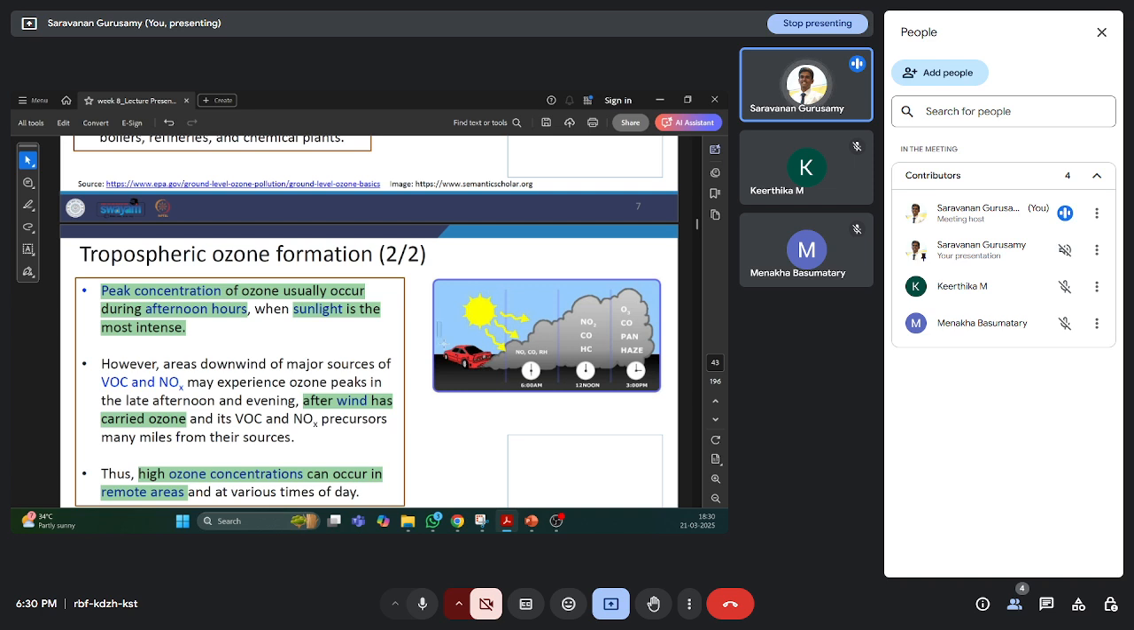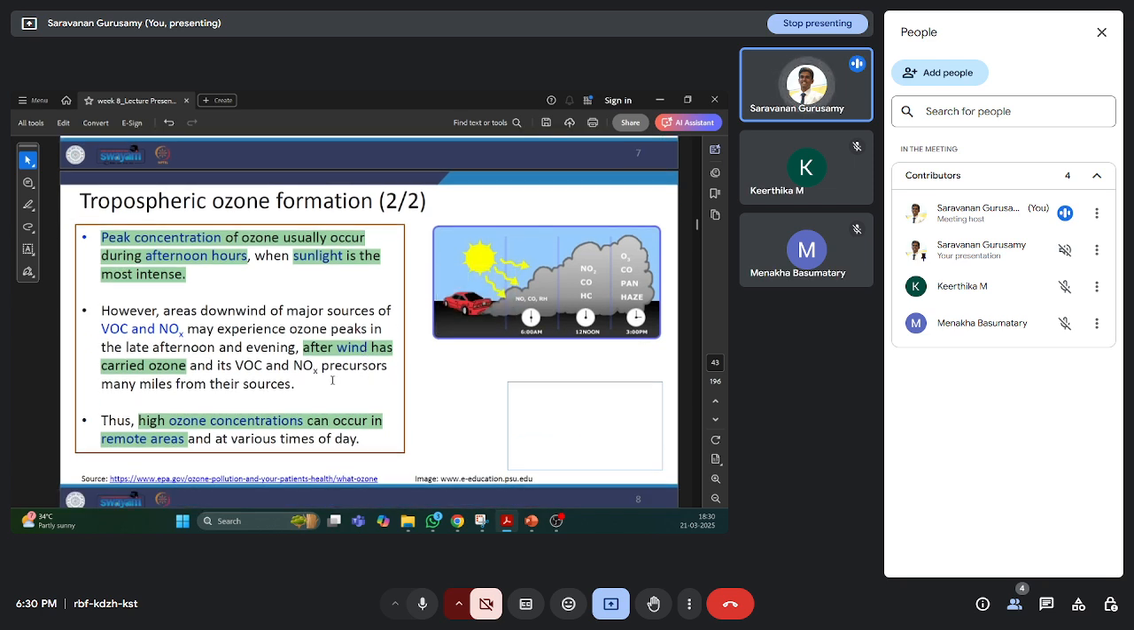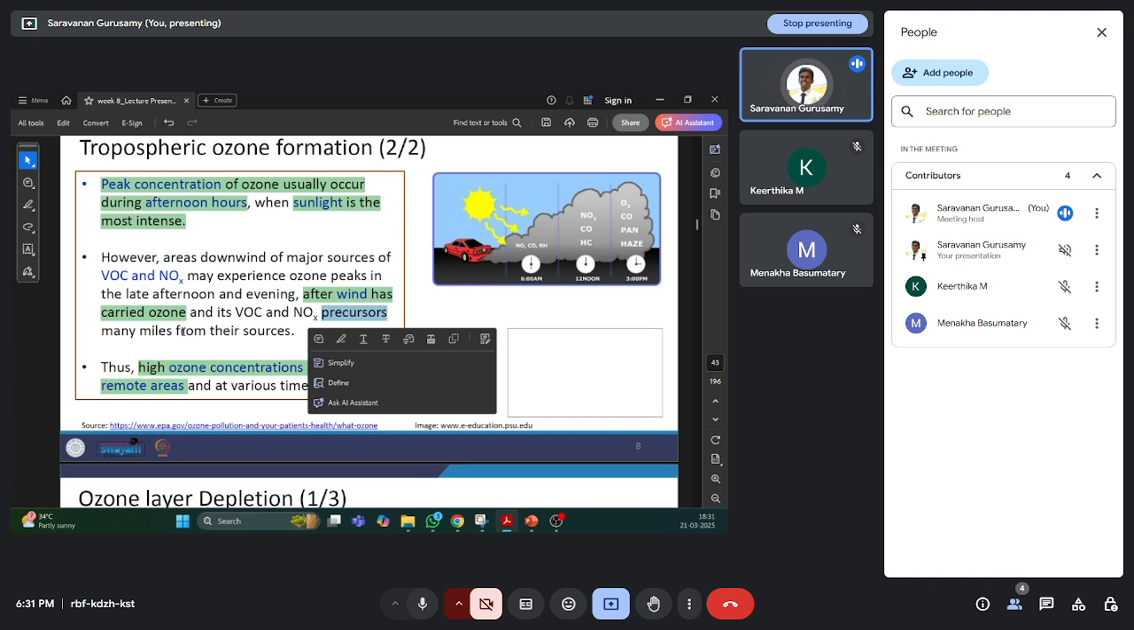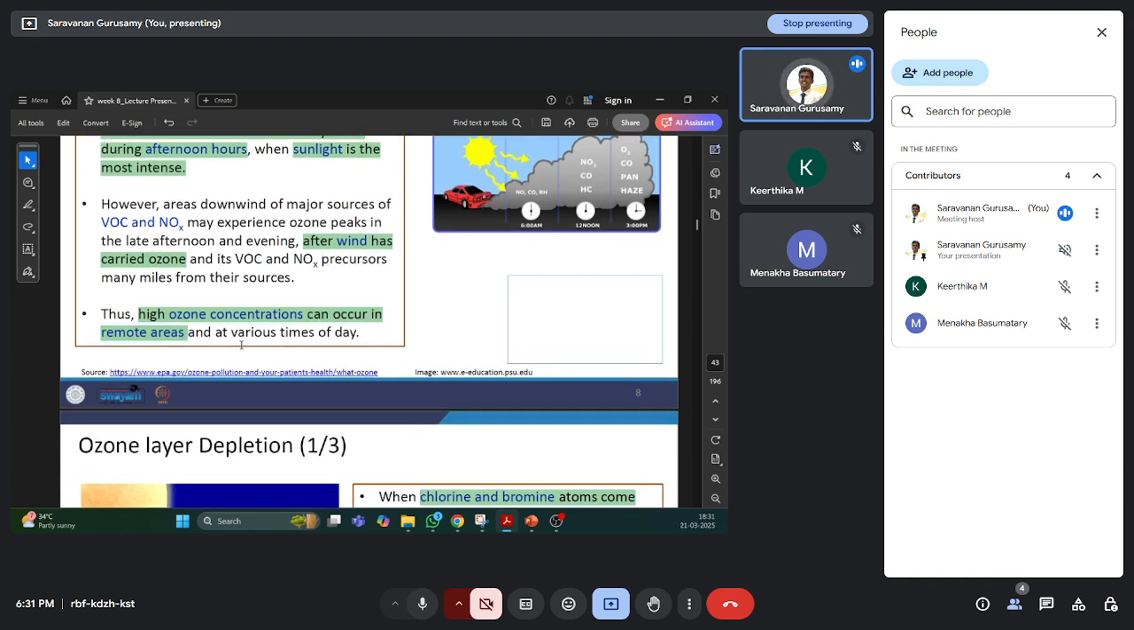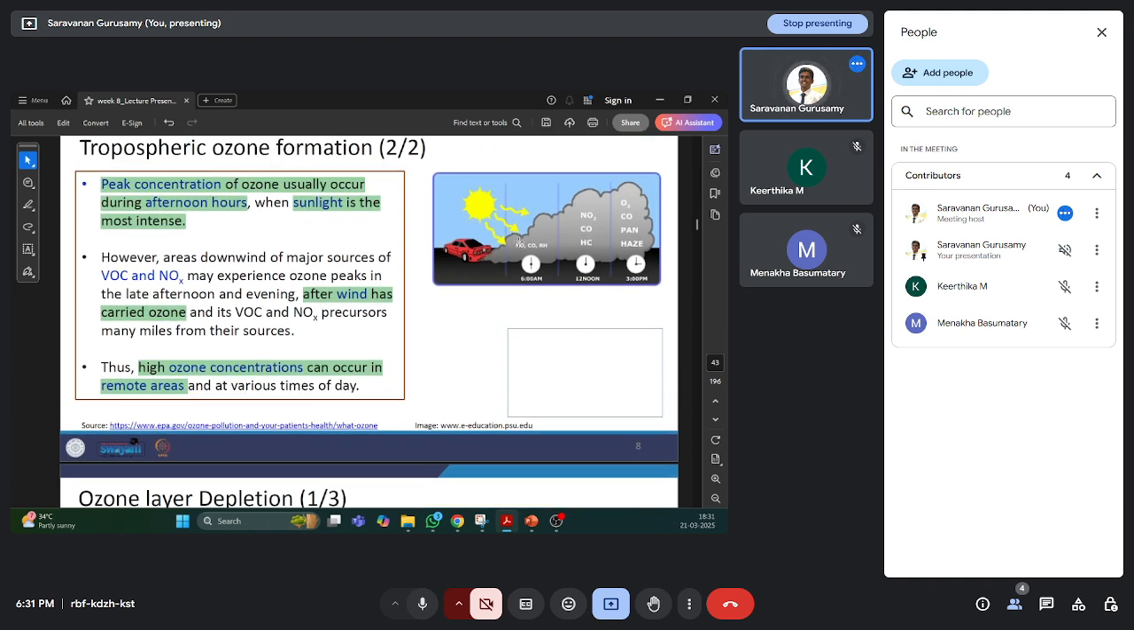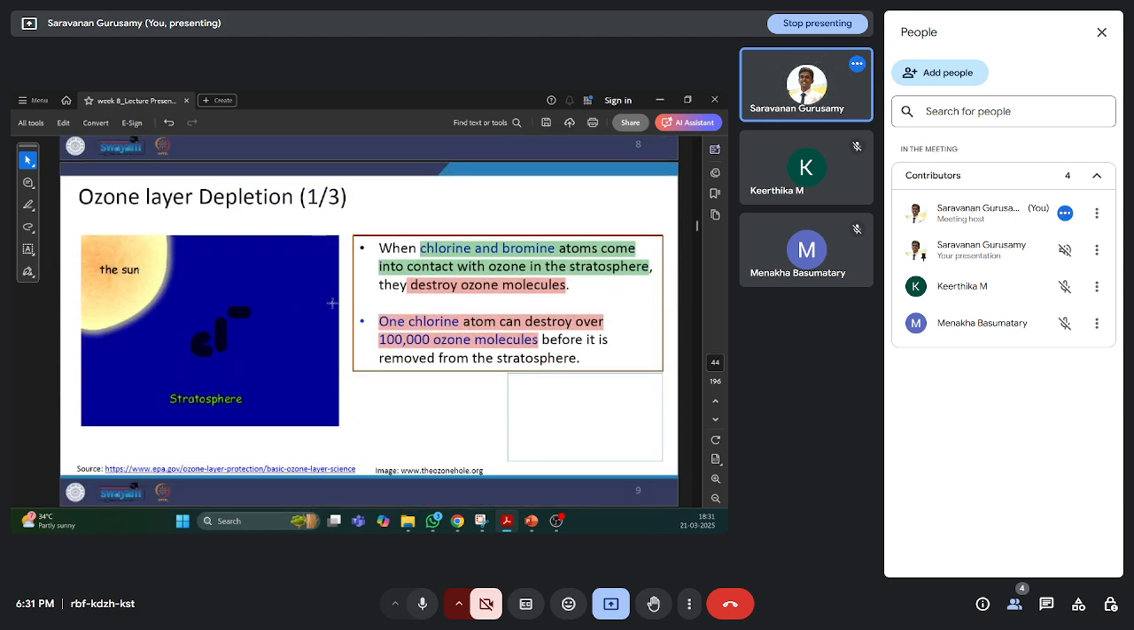That's why they have reduced the use of vehicles. That will be the major source of air pollutants. And after wind, this can be carried to ozone. So the highest ozone concentration you can see in the afternoon. Peak concentration of ozone will occur during afternoons.